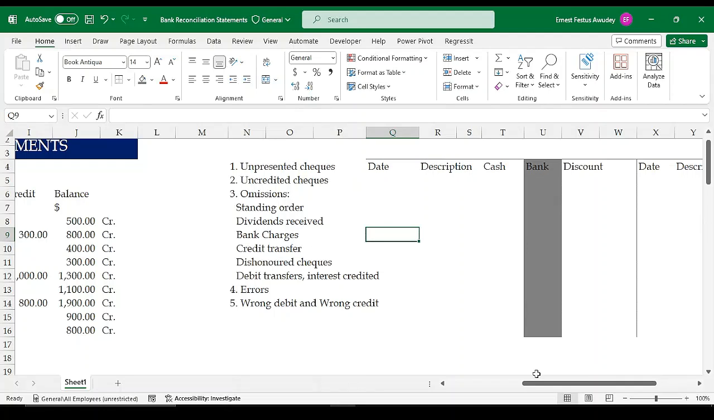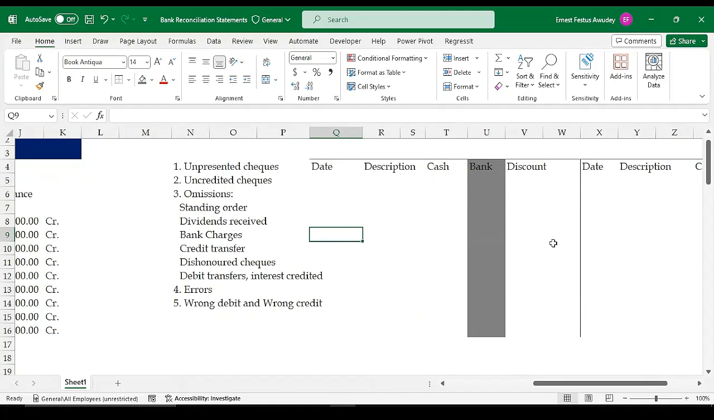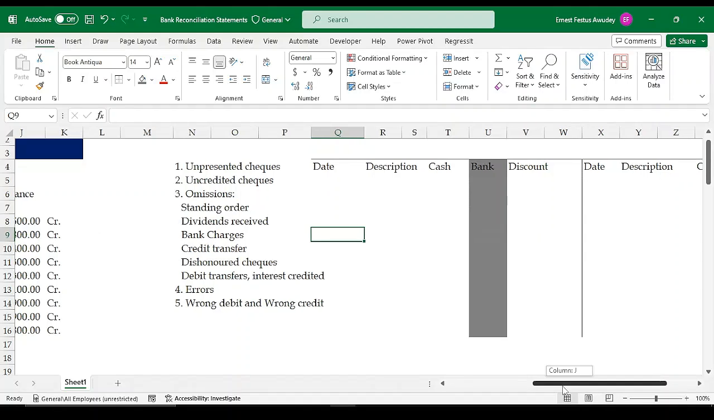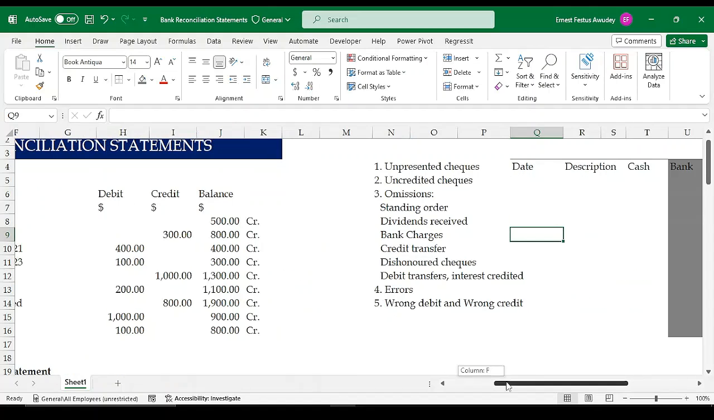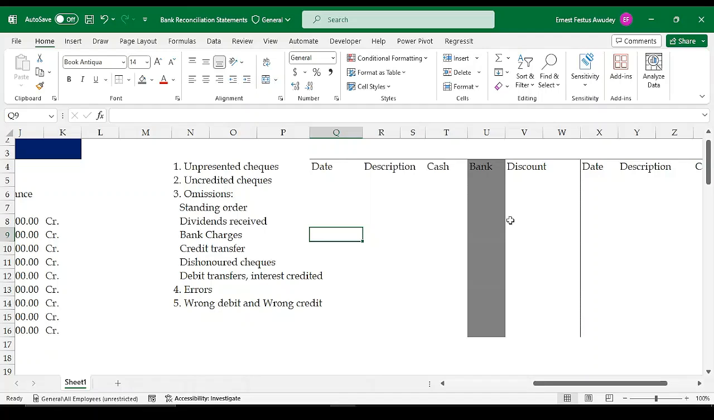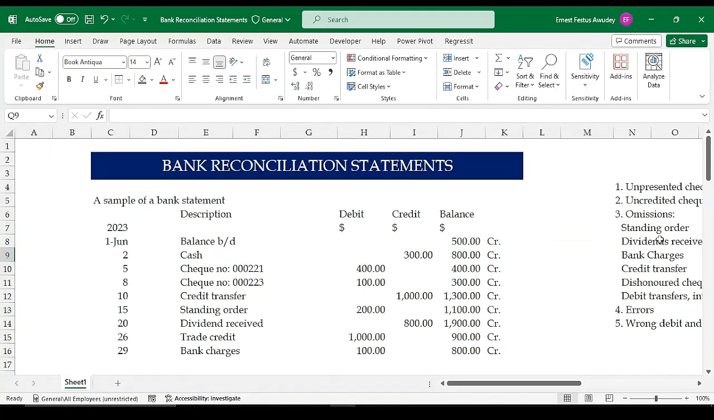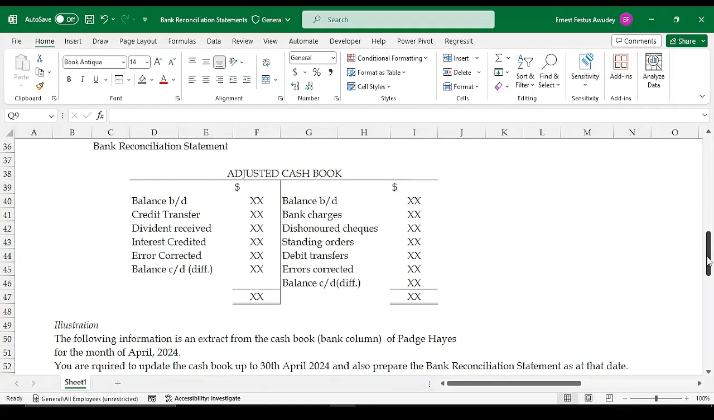What are some of those missing items? For instance, uncredited checks. They appear in the bank statement, but not in the cash book. For example, standing orders always appear in the bank statement, but might not necessarily appear in the cash book. That has to be updated. Bank charges, dividends received, credit transfers, dishonored checks, debit transfers, errors, all of these need to be updated in the cash book so as to get a corrected balance, with which we can do the bank reconciliation statement. So that is why the adjusted cash book is very necessary.